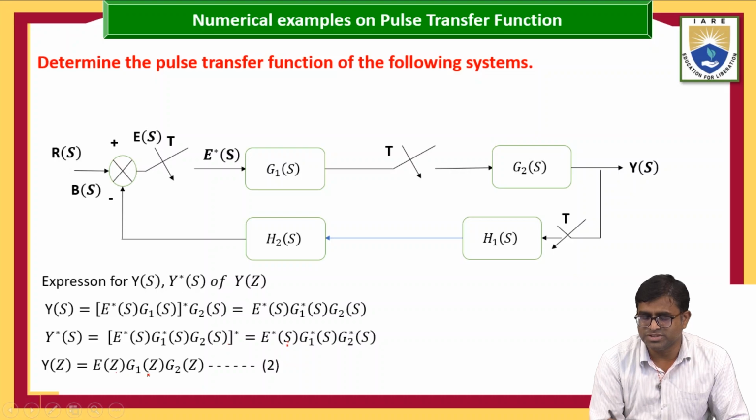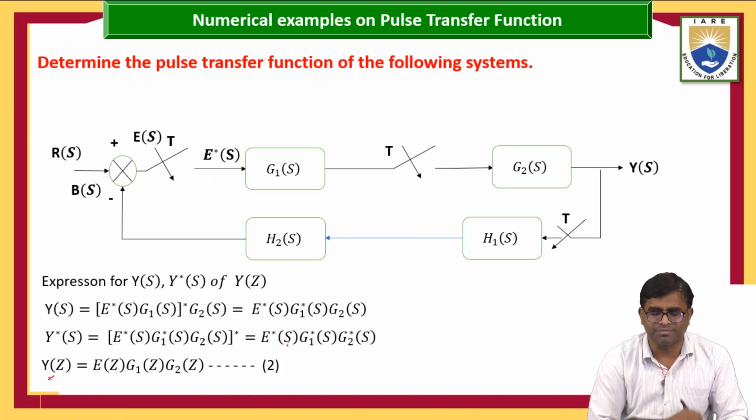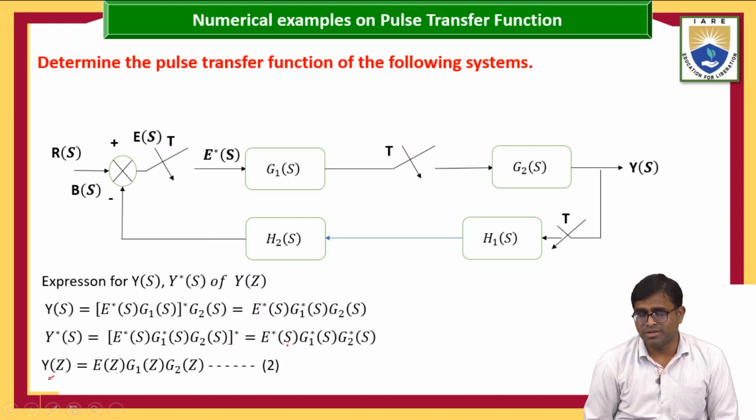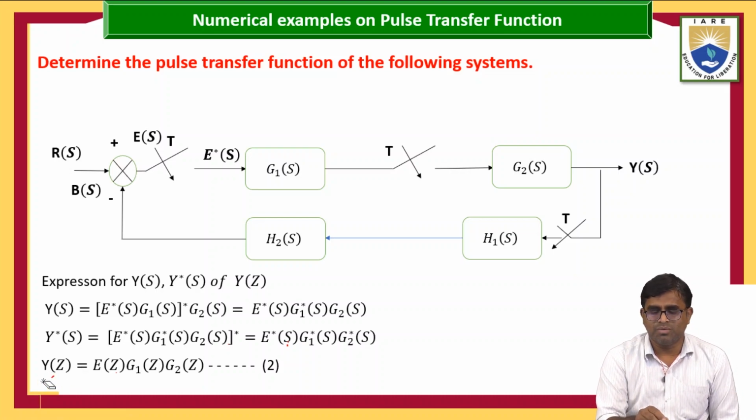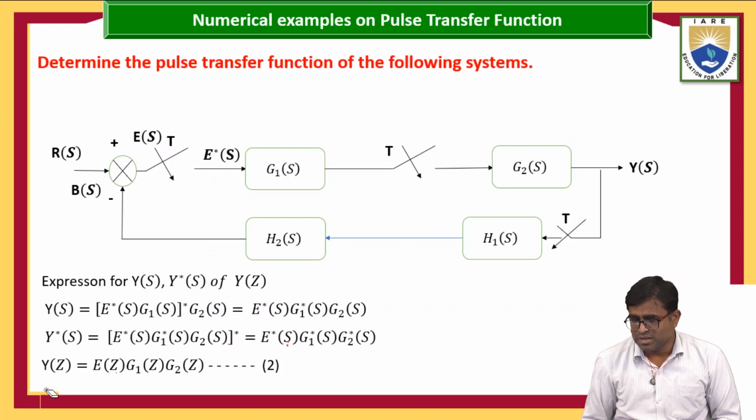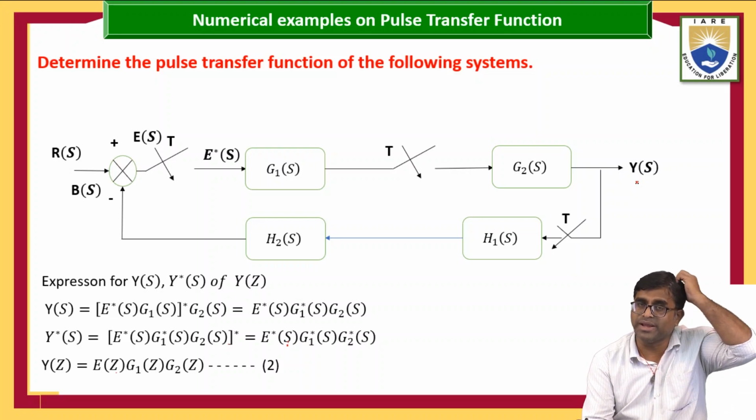G1 of Z, G2 of Z, Y of Z. Okay, Y of Z. So it is completed. Now, what happened? Up to Y of Z we have to keep.